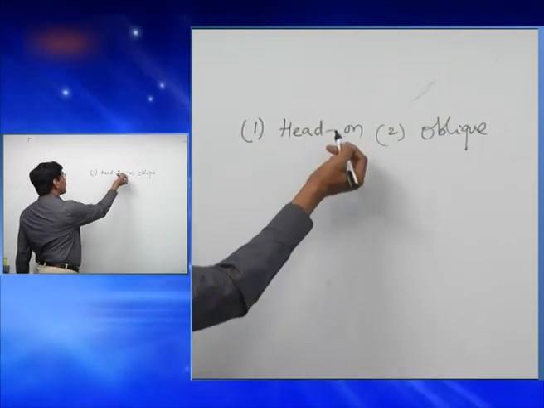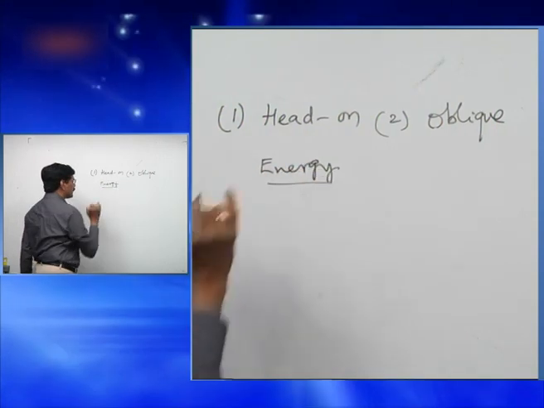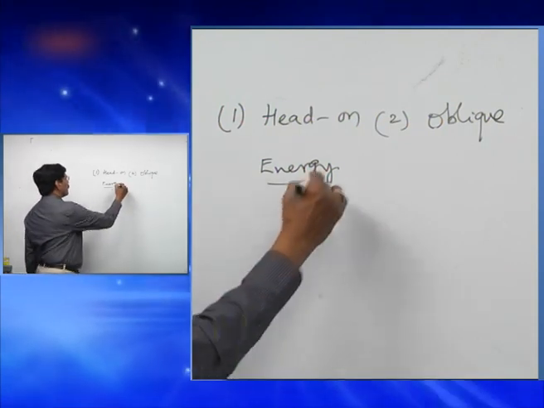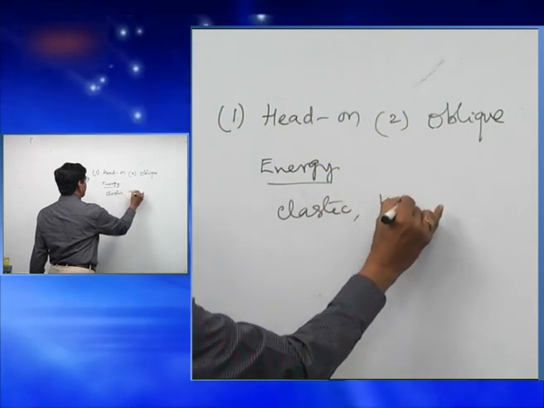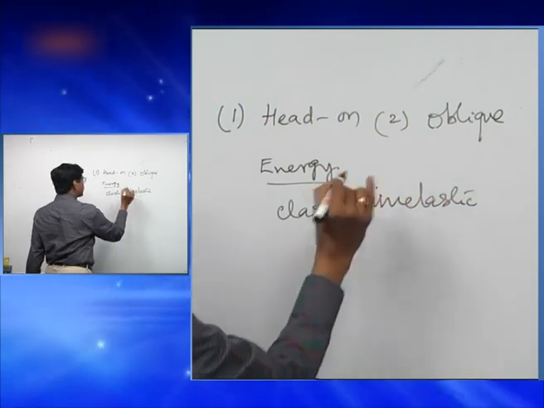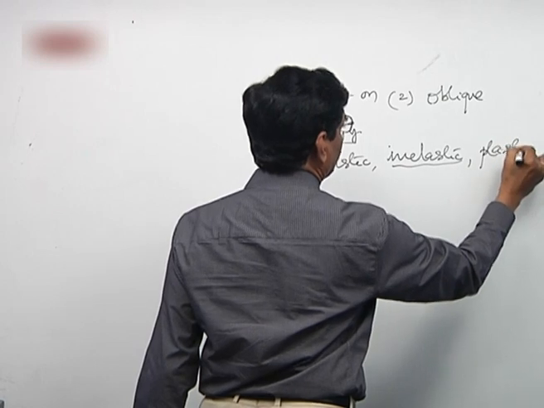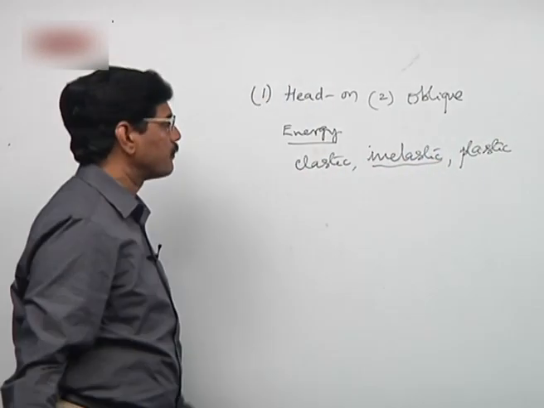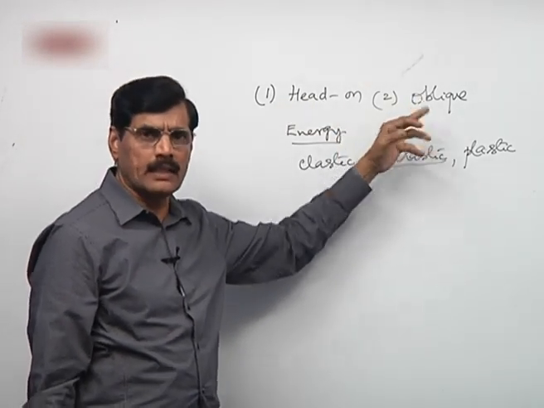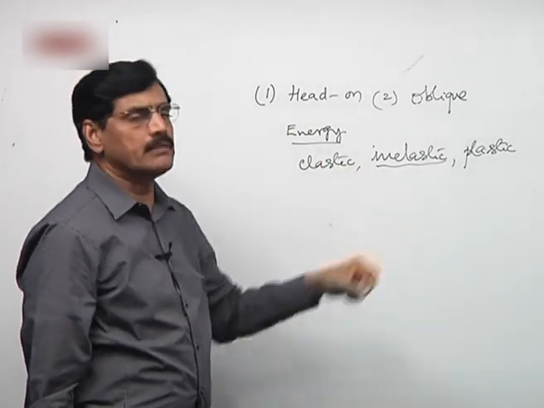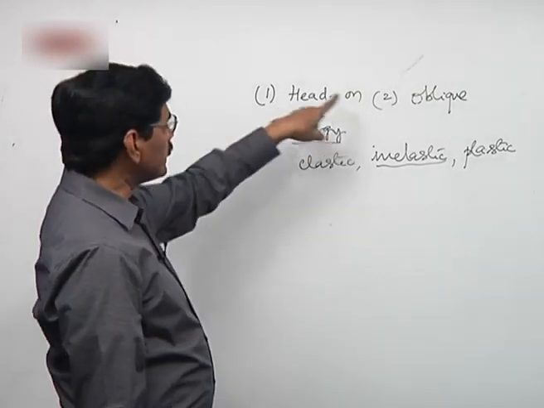There is another classification of collisions based on energy. Based on the energy of the colliding bodies, we have the classification: one is elastic, and the other is inelastic, and in inelastic we have inelastic and plastic, that is, completely inelastic collisions. Like that we have the classification. Head on and oblique, what is the basis? This classification is based on the line of impact. This other classification of collisions is based on energy consideration.